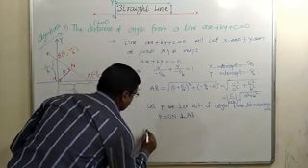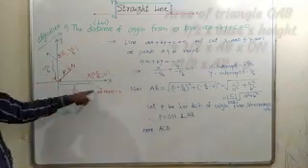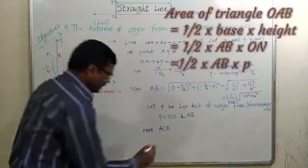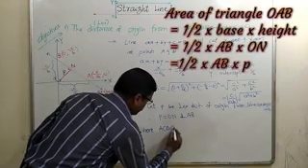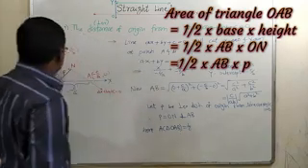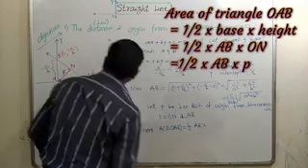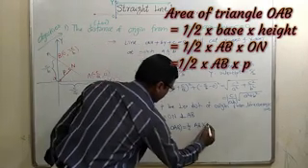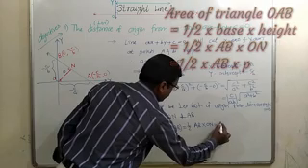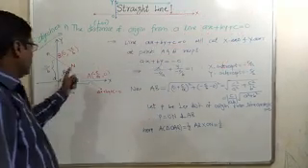So here, area of which triangle? OAB. So the area of triangle OAB is equal to 1/2. Base is our segment AB and height is P. AB into ON. So it is equal to 1/2, AB is that and ON is P.